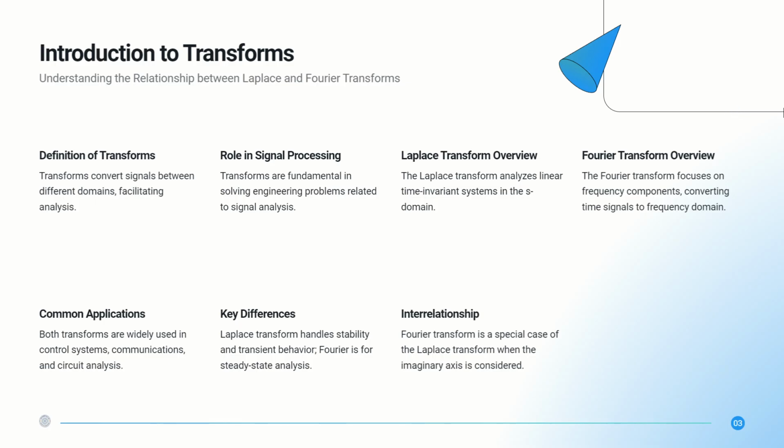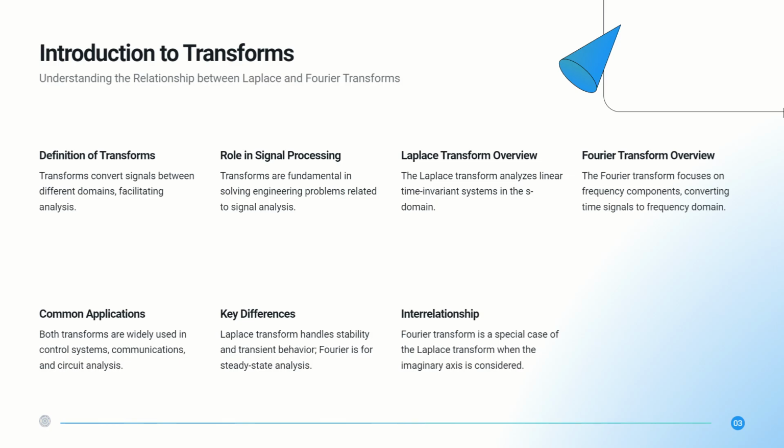Laplace transform overview. The Laplace transform analyzes linear time invariant systems in the S domain. Fourier transform overview. The Fourier transform focuses on frequency components, converting time signals to the frequency domain. Common applications. Both transforms are widely used in control systems, communications, and circuit analysis.